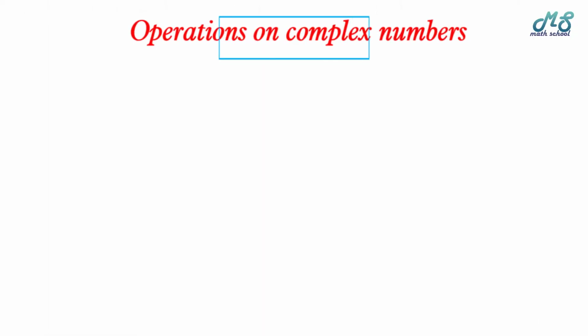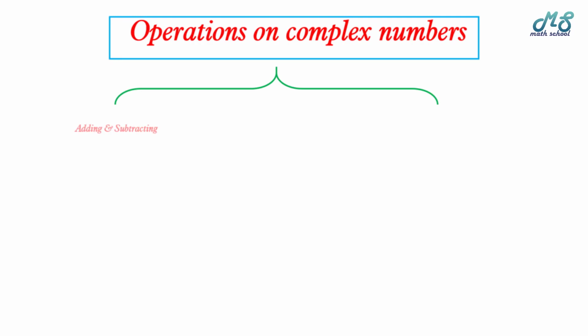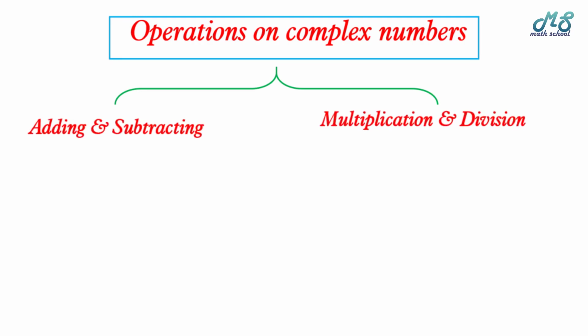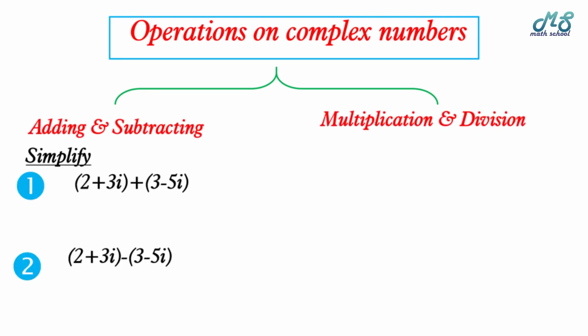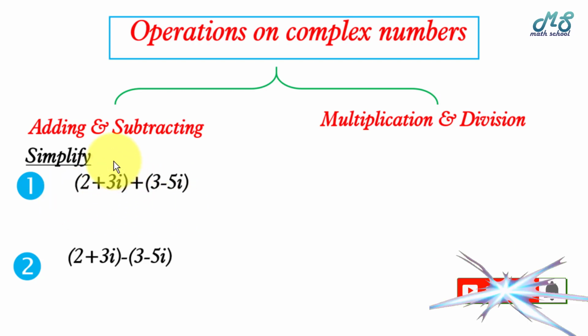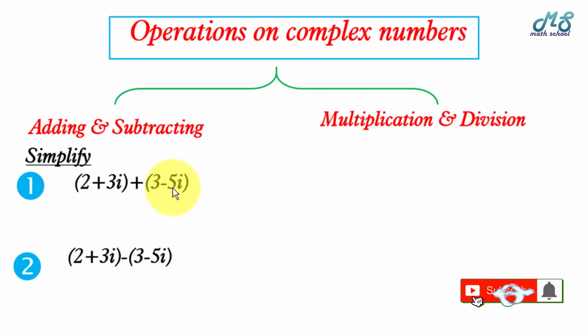Operations on complex numbers. The operations are adding and subtracting, multiplication and division. For example, simplify: add the two complex numbers 2 plus 3i and 3 minus 5i. Just add the two real parts and the two imaginary parts. 2 plus 3 equals 5. And 3i plus negative 5i, just collect the like terms: negative 5 plus 3 will be negative 2. Now the summation will be 5 minus 2i in the simplest form.